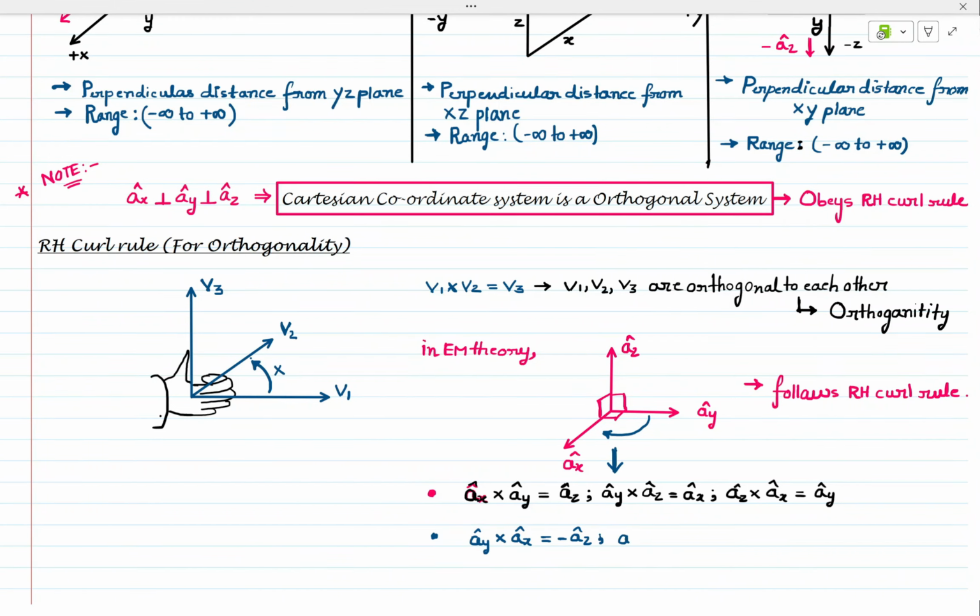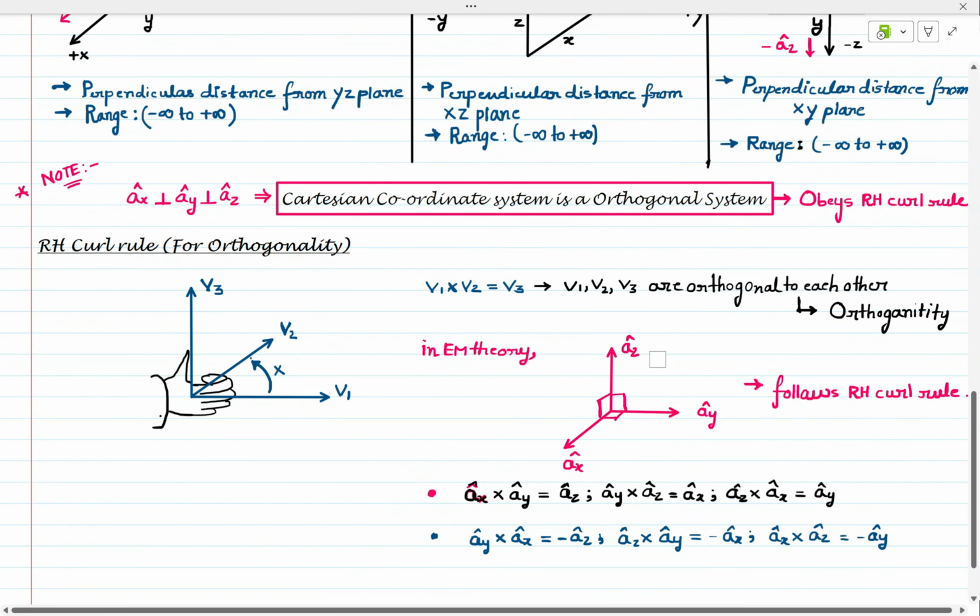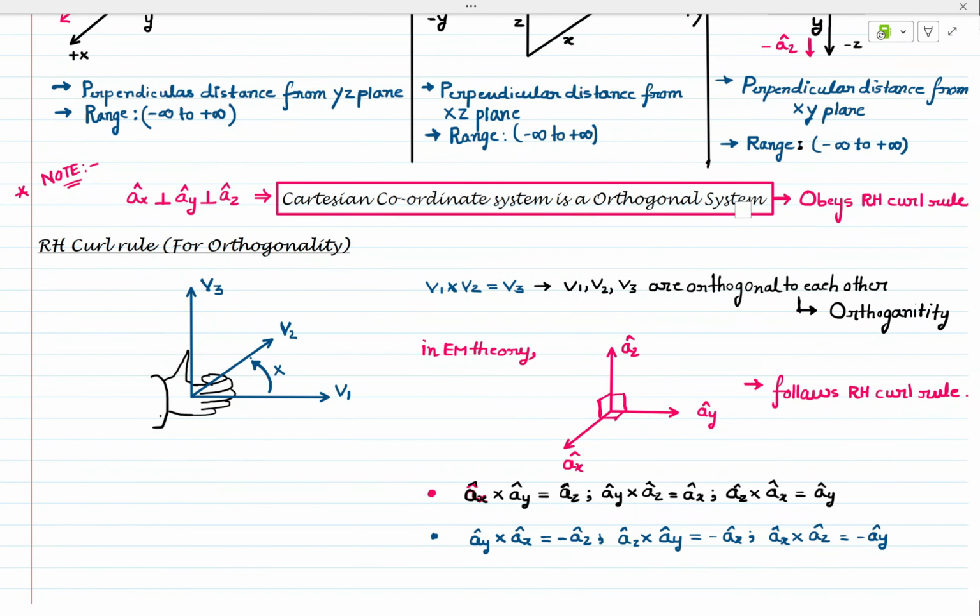As the thumb is directed downwards, that is nothing but the minus az direction, right? In a similar way, what will happen if I write az cross ay? That will be the minus ax direction. And similarly ax cross az, for that the minus ay direction will be pointed out. This is the basic, very simple rule. Whatever cross product you are given, just apply the right hand curl rule, keeping your right hand fixed, and look at which direction your thumb is pointing. Right, which is very easy.